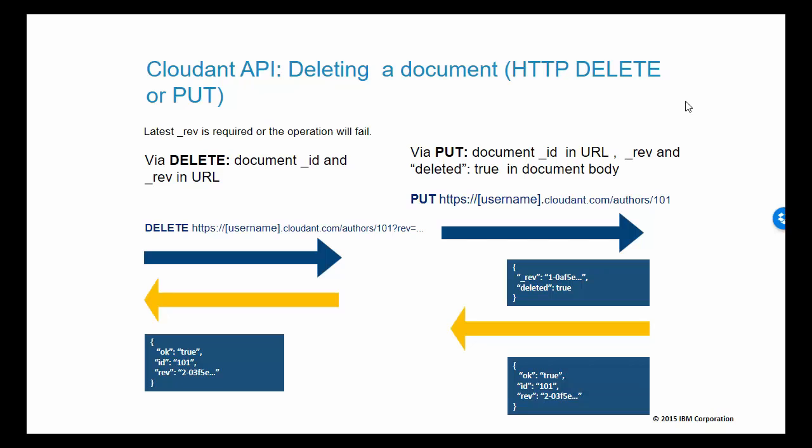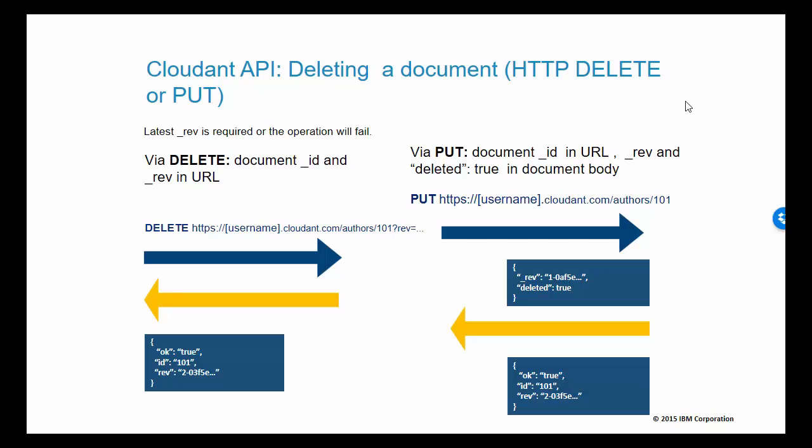Like with the case of an update, the latest revision number is required or the delete operation will fail. So let's first look at doing a delete via the HTTP delete operation. In this case, both the document ID and the revision number have to be in the URL because an HTTP delete does not allow any content in the body of the request.